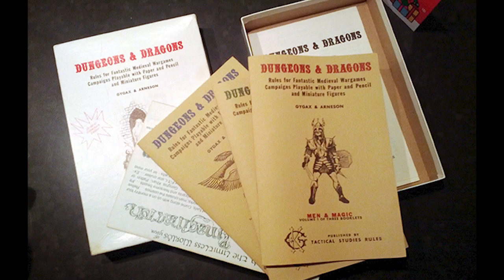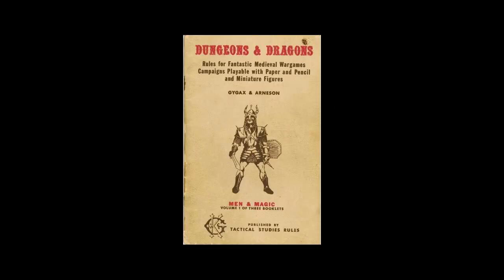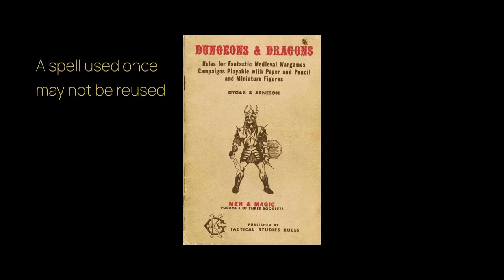Men and Magic. Since there's no limit to the number of spells a wizard can cast in a game of Chainmail, many players assume the number was unlimited. It's not until D&D is released in 1974 that this is remedied. In the Spells and Levels section of the Men and Magic booklet, it shows a spell slots matrix and a clear explanation on spell use limits. A spell used once may not be reused in the same day.